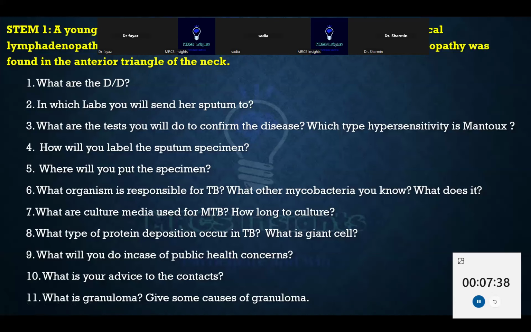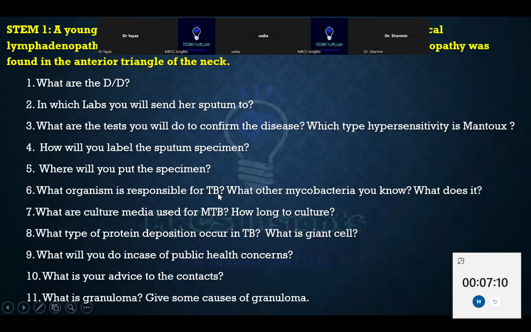Which type of hypersensitivity is this meant to test? Type 4. Very good. How will you label the sputum specimen? I would label it as Category B, UN 3373 is the number. Very good.